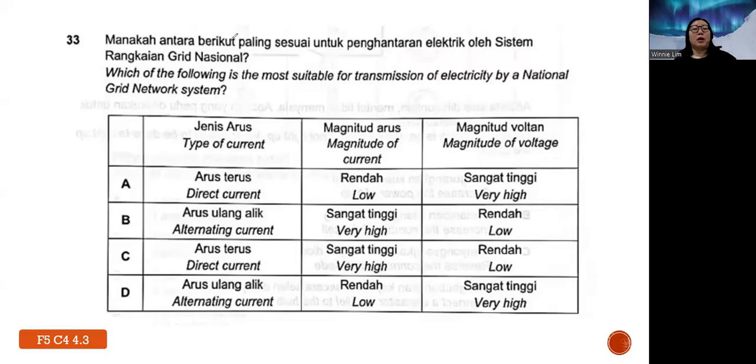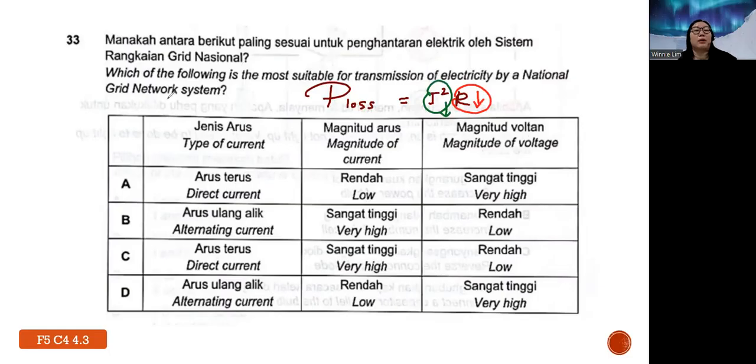So why do we need to step up the voltage? The reason is because during transmission, they will encounter power loss. Power loss equals I squared R. So if I want to reduce the power loss, I can reduce the resistance. To reduce the resistance, we can use thicker cable, or use a better material like copper. And another way, I can reduce the current flow during the transmission. So if you want to have less current, right?